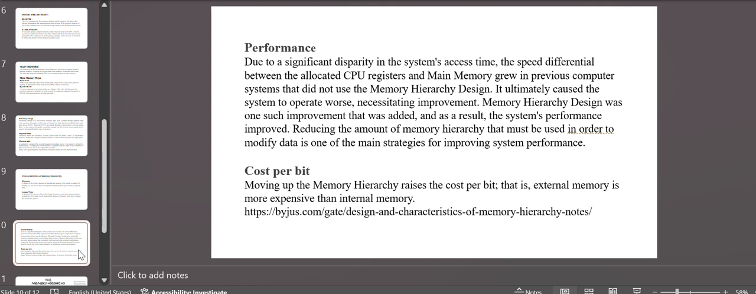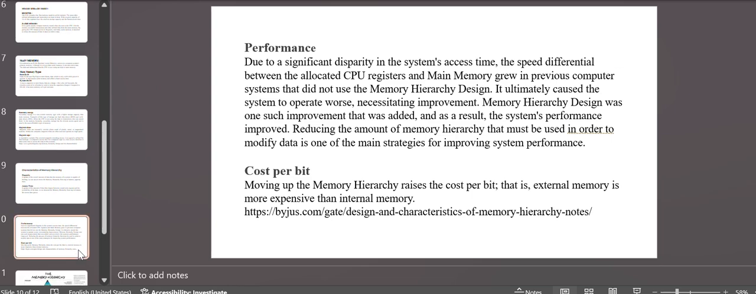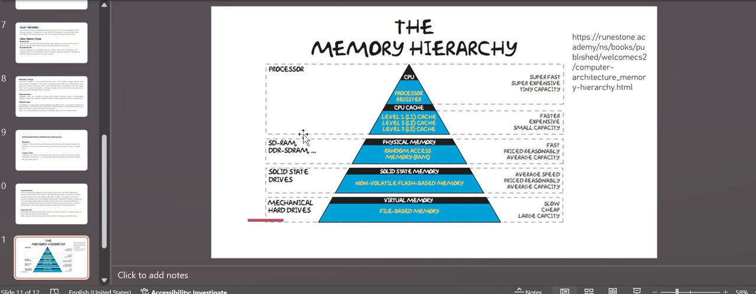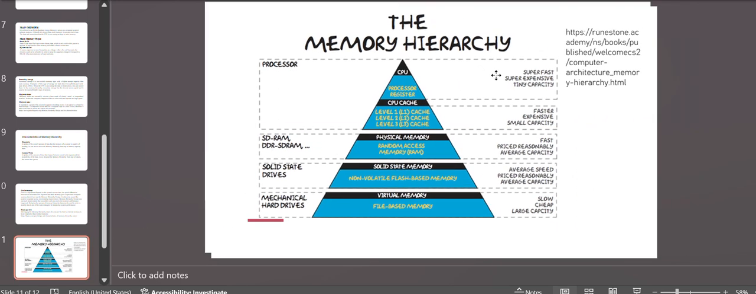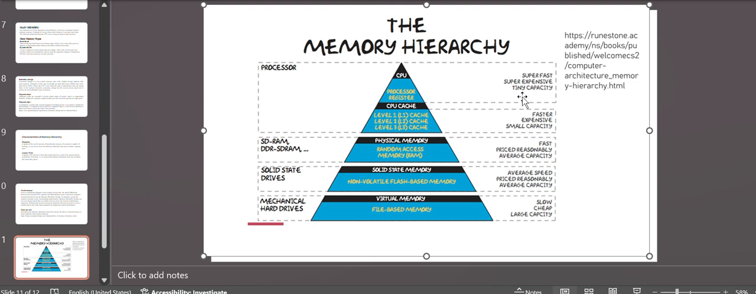Cost per bit. Moving up the memory hierarchy, the cost per bit rises. That is, internal memory is more expensive than external memory. Here you can see every hierarchy step, and you can see the cost, capacity, and speed. In the register step, it is super fast, super expensive, and tiny capacity.